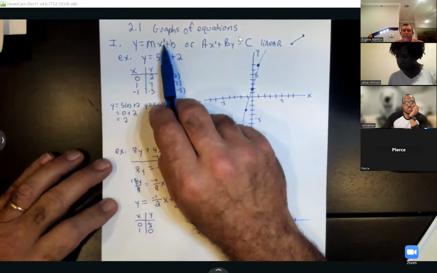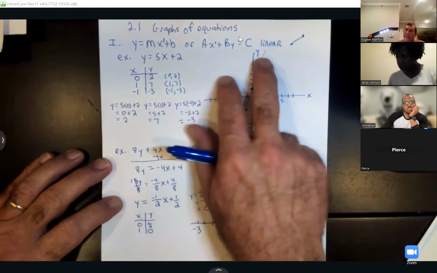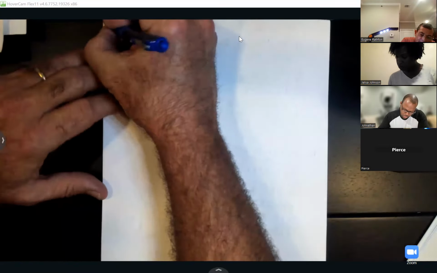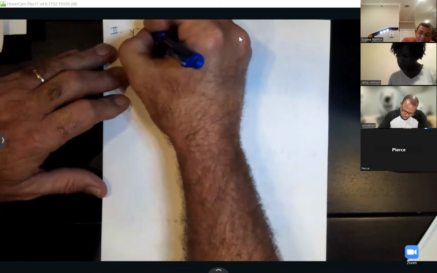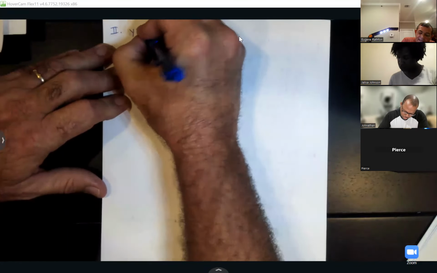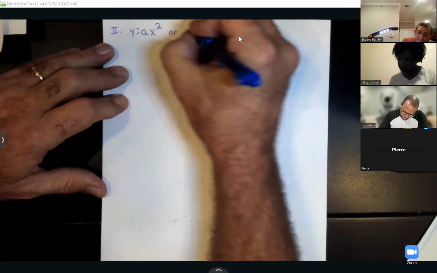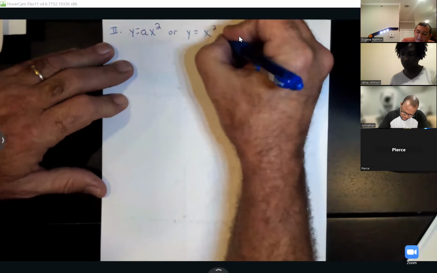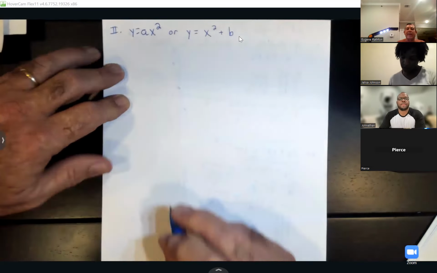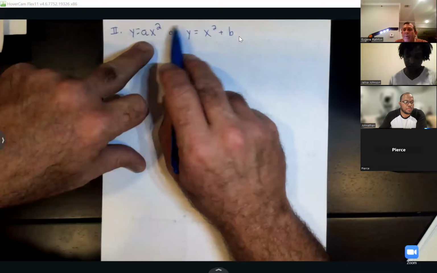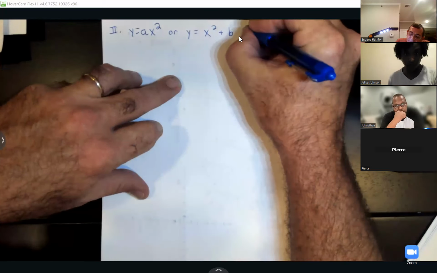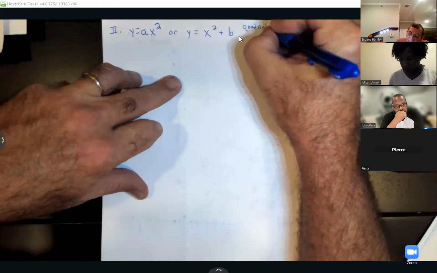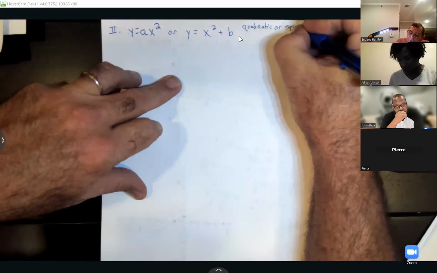All right, so remember, when the variable has an exponent of 1, this thing will be linear. So let me change that exponent up to a 2 now. So if I had something like y equals, how about y equals a to the x squared? Or even y equals x squared plus some number b. But notice, the exponents on these variables are now 2. When the exponent is a 2, this is what we call quadratic, or the squaring function.